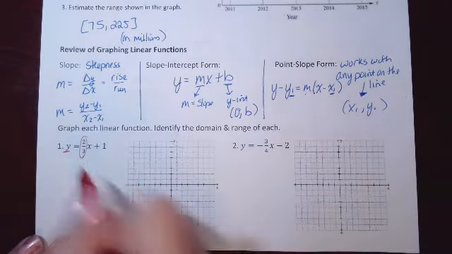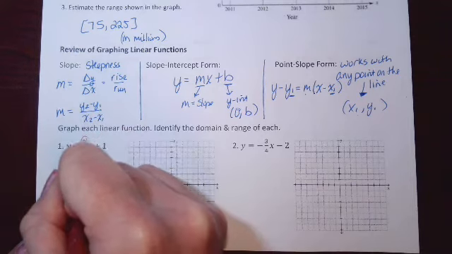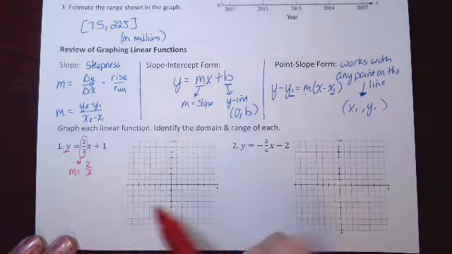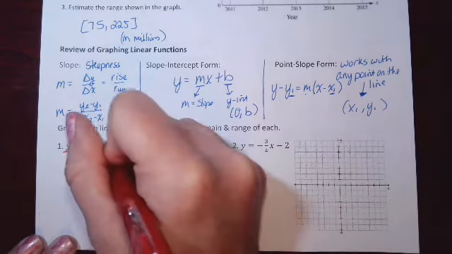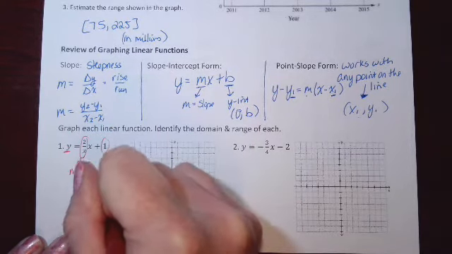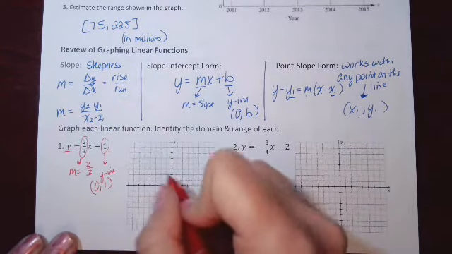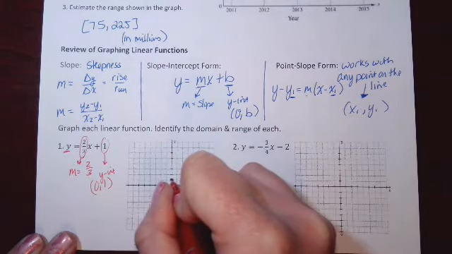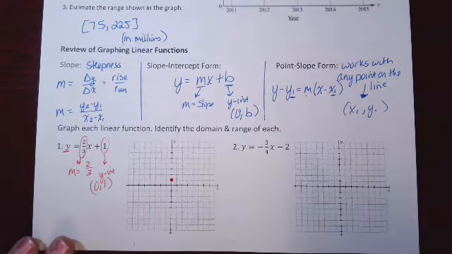It's slope-intercept form because it's solved for y. This is my slope. My slope is positive, so my line is going to be increasing. And this is the value of my y-intercept. So it's going to start on the y-axis at the point 0, 1. That's my starting place for graphing my line.